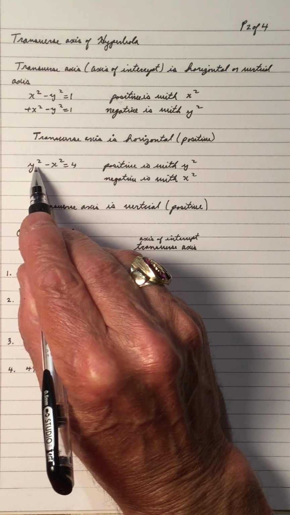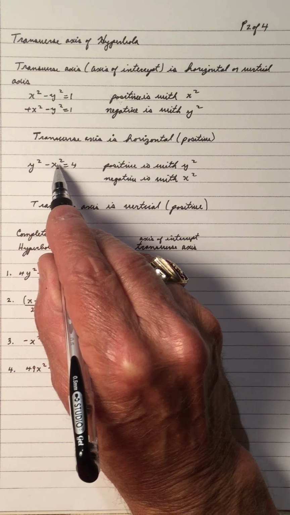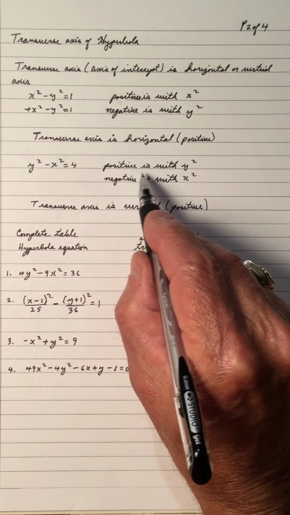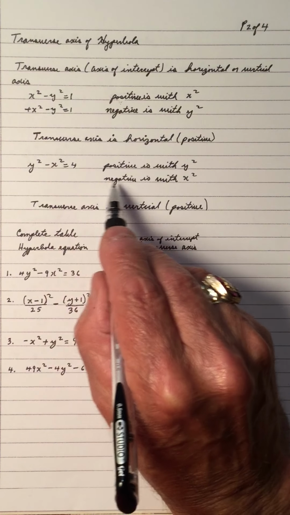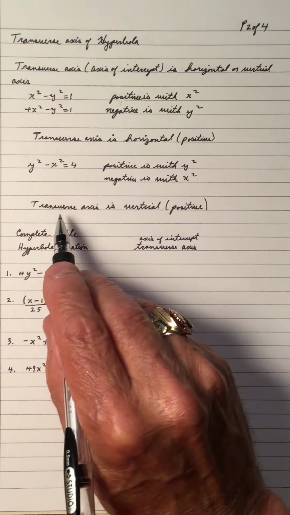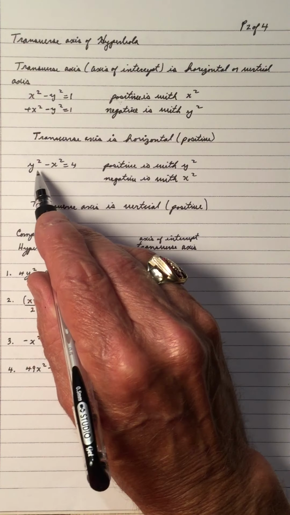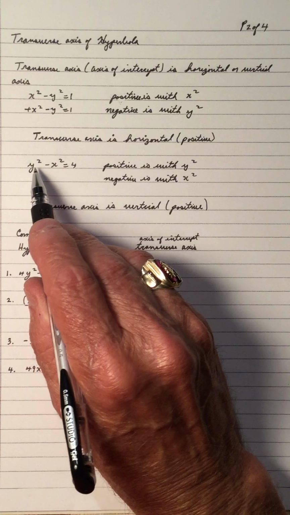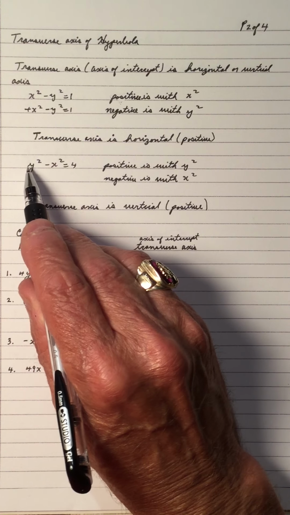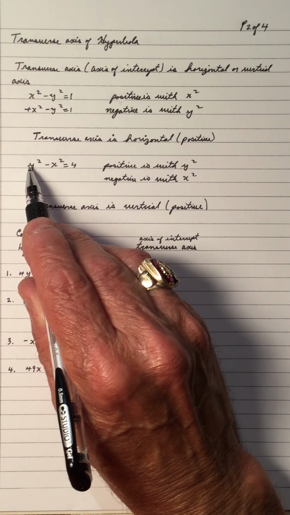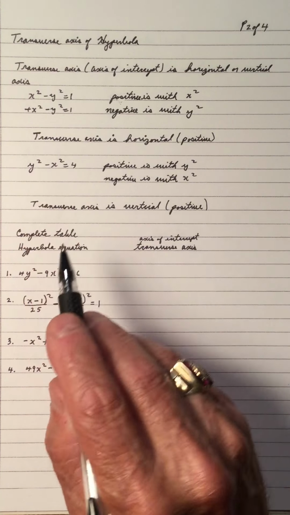In this equation, y squared minus x squared equals 4, the positive is with the y, and the negative is with the x. The transverse axis is the vertical or positive axis. So in a hyperbola, the positive square is the one that has the transverse axis.